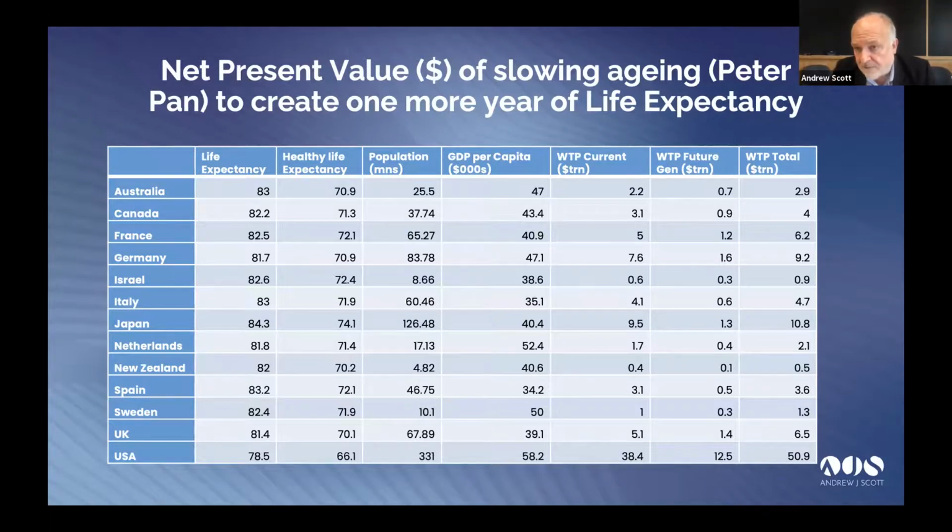So perhaps a better way of expressing this number would not be the whole future stream of benefits, but to work them out on an annual basis. And if you do that, it comes out at about 3 or 4% of GDP a year. In other words, if we could slow down aging to gain 1 more year of life and improve how we age, health at every age, it's worth the equivalent of 3 to 4% of GDP every year forever.